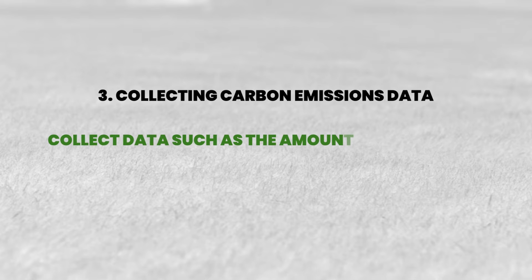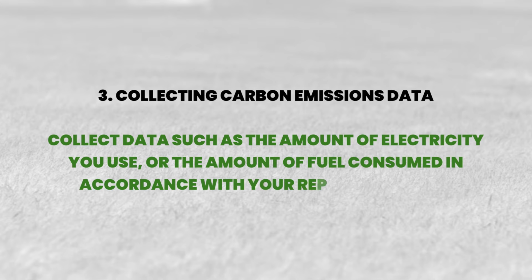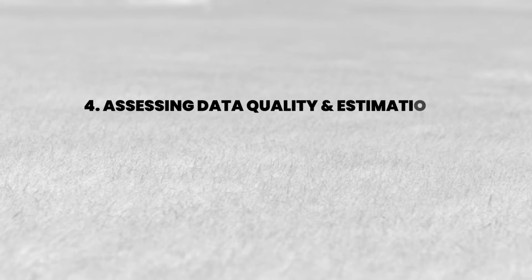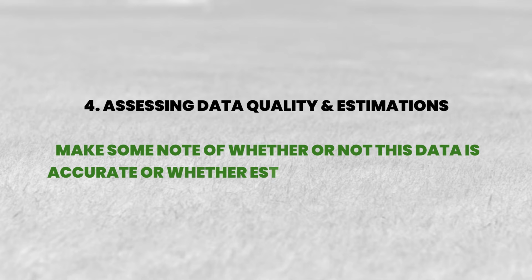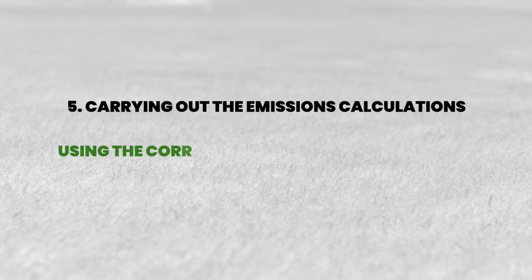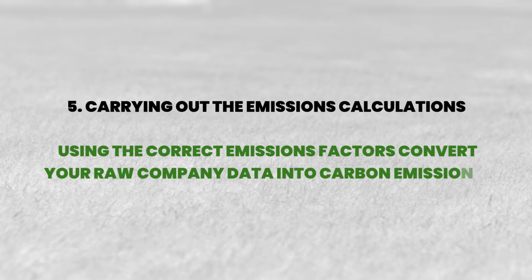3. Collecting carbon emissions data. Collect data such as the amount of electricity you use or the amount of fuel consumed in accordance with your reporting scope. 4. Assess data quality and estimations. Make some note of whether this data is accurate or whether estimations were required. 5. Carrying out the emissions calculations. Using the correct emissions factors, convert your raw company data into carbon emissions.